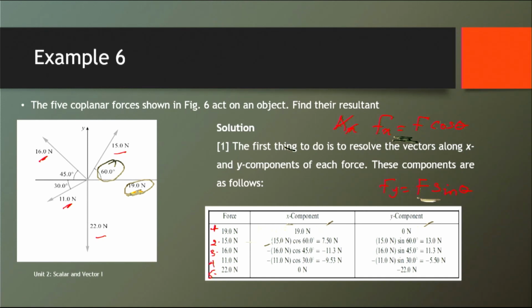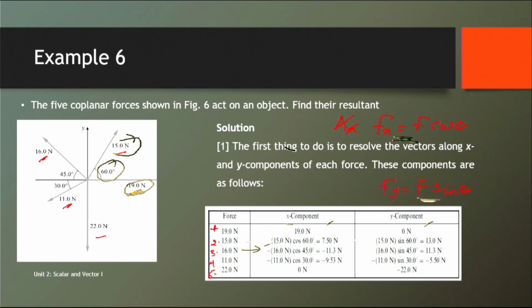Let's look at the equivalent of that along our y-axis. We use this formula, F sin theta, where 15 represents our force. We have it like so, which is 15 sine 60, and 15 sine 60 gives us 13 newtons.